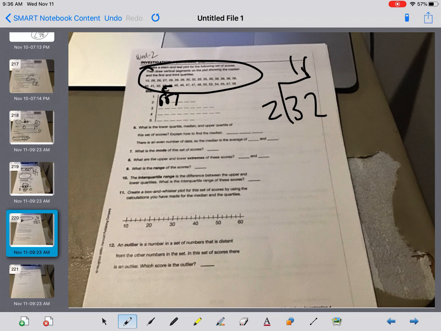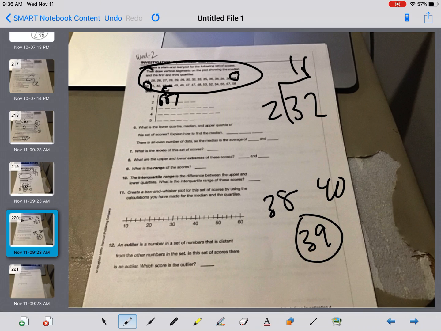16 times 2 is 32. Divided by 2 is back to that 16, right? So the 16 numbers, guys, are going to be, if I count 16, I get to this 38. If I count 16, I get to that 40. Remember from the front side, when you have an even number, it's the average. So what's halfway between 38 and 40? It's 39. Okay, so that's my median, guys.